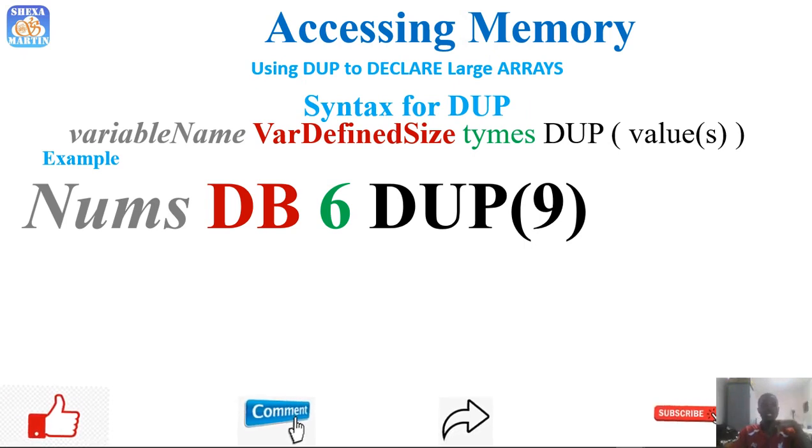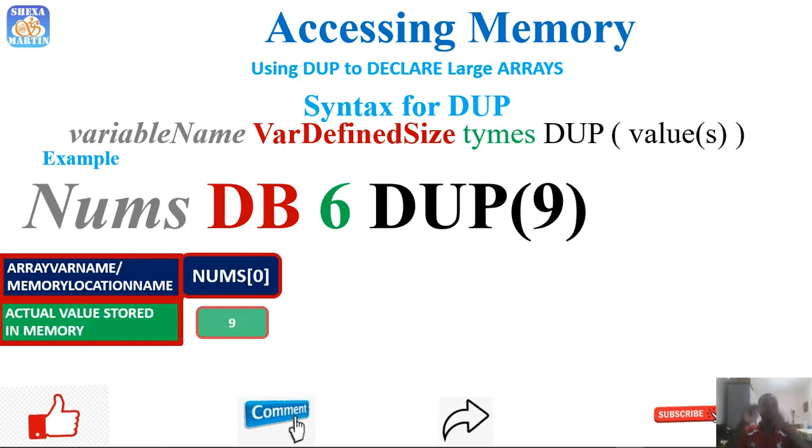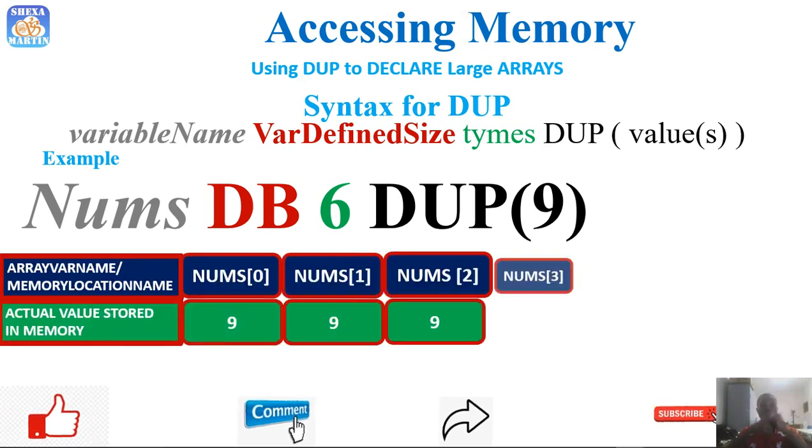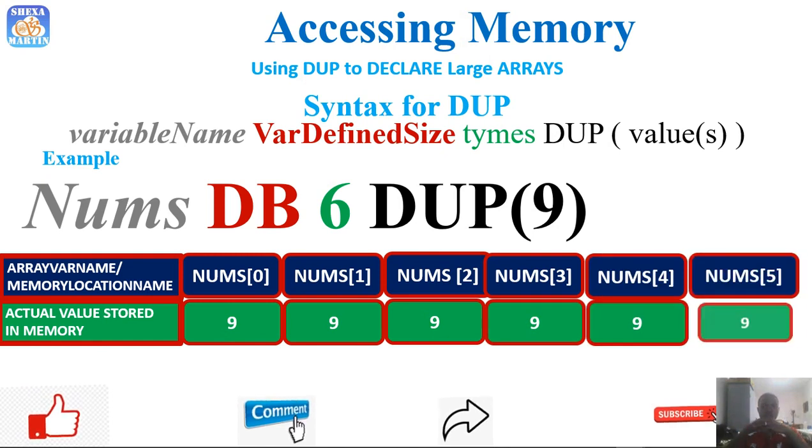So let's see how it goes. This is what happens. nums 0 is 9, nums 1 is 9, nums 2 is 9, nums 3 is 9, nums 4 is 9, nums 5 is 9. Wow, so we've duplicated 9 six times. This is what happens within your memory. If you want to access the value at nums 2, you get 9. If you want to access nums 4, you get 9. If you want to access nums 0, you get 9.